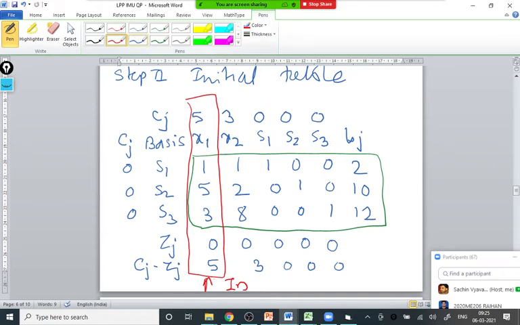Next, we should calculate a ratio here. Which ratio should we compute? Bj divided by the incoming column, X1. So 2 upon 1 is 2. 10 by 5, that is also 2. And 12 by 3 is 4. Now, which variable should be the outgoing variable?